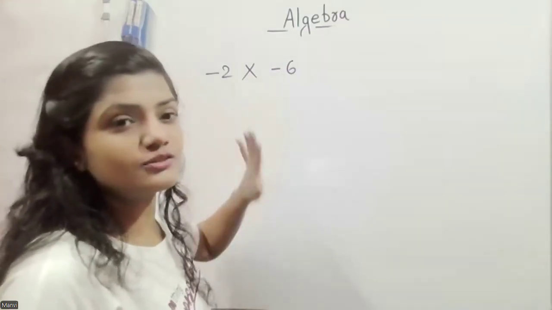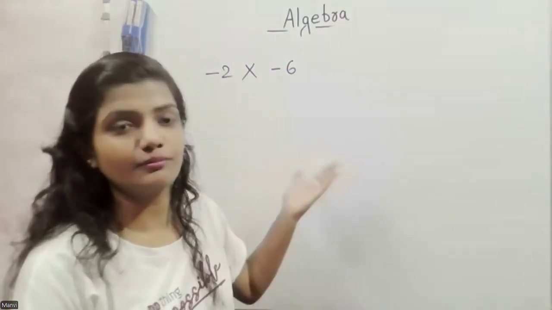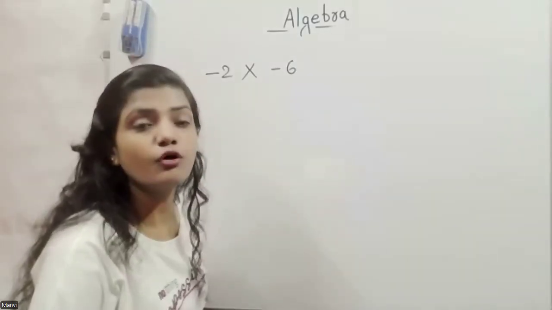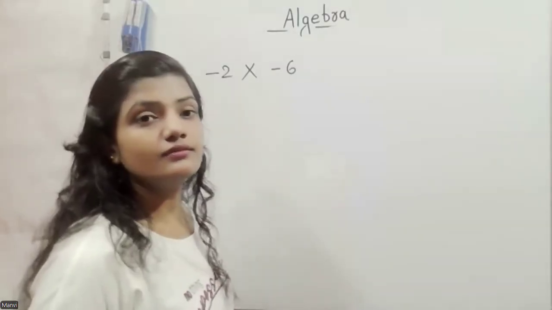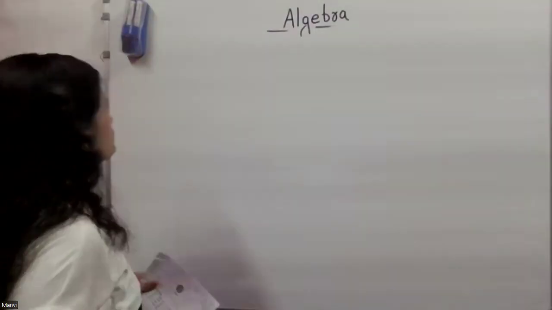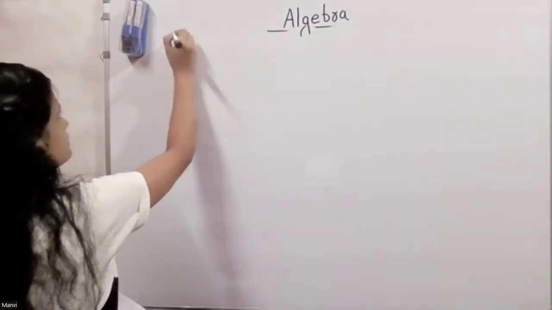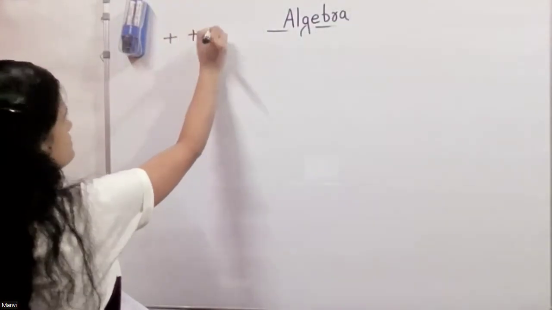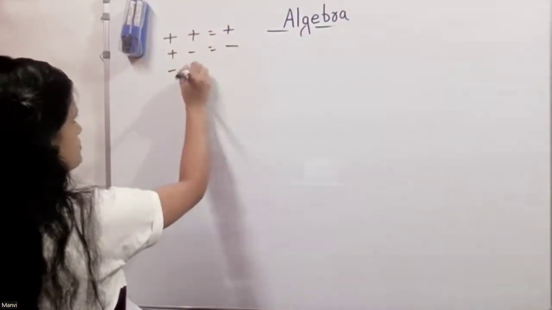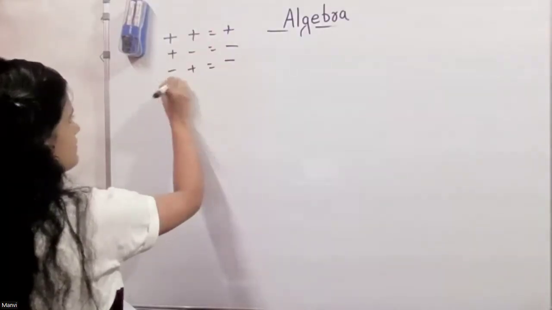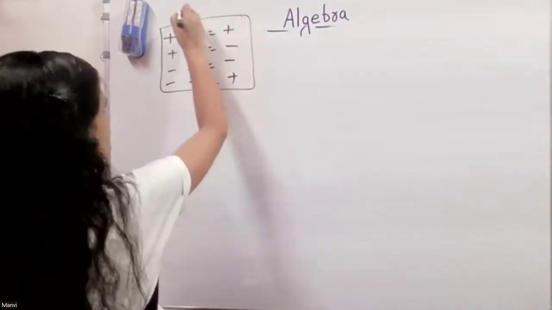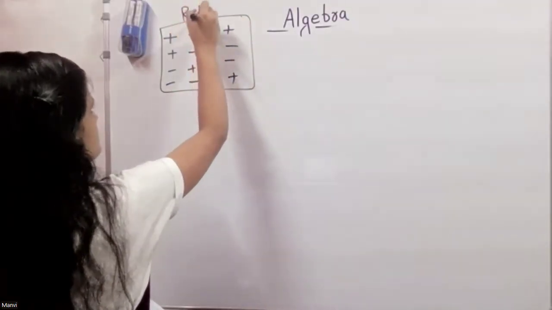Here we don't apply the rule of the bigger number. In multiplication and division, just apply the rule for those signs. If negative and negative, the answer will be positive. The rules are: plus plus means plus, plus minus means minus, minus plus means minus, and minus minus means plus. So these are the rules of the signs.